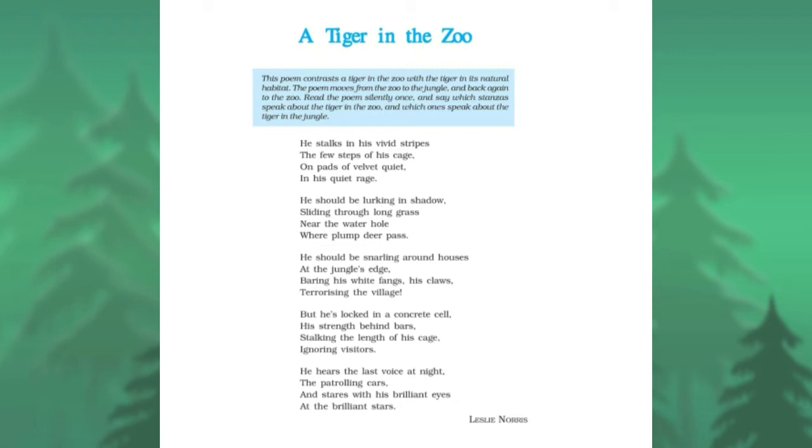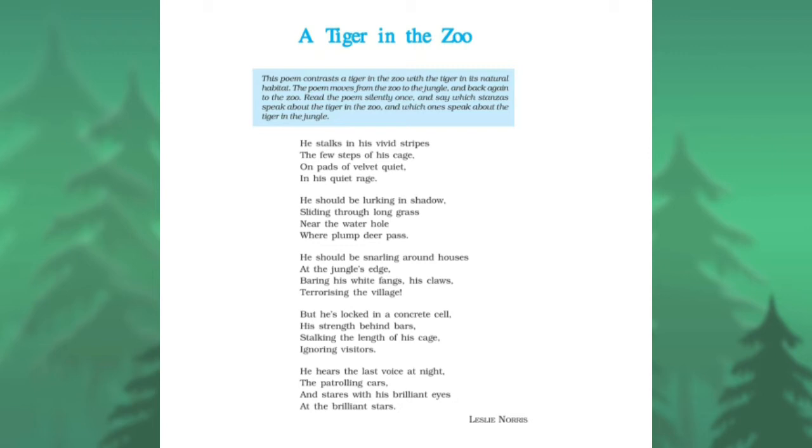the cage. Yeah, the cage obviously cannot be as big as a jungle, isn't it? It is a very small space, a small area, where the tiger can move here and there. So the tiger does not get a very huge, broad area to move from here to there, isn't it? So the tiger is moving slowly, taking few steps of his cage on pads of velvet quiet.